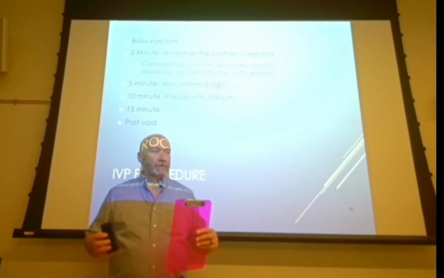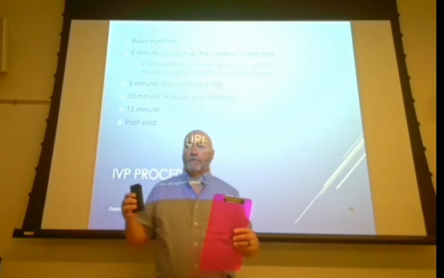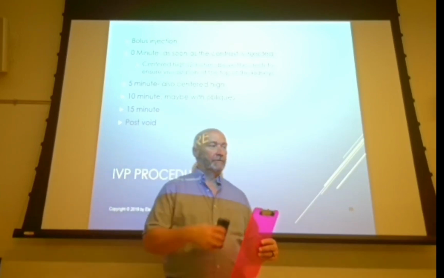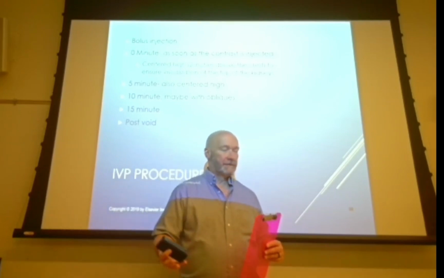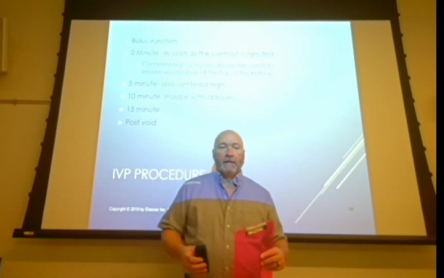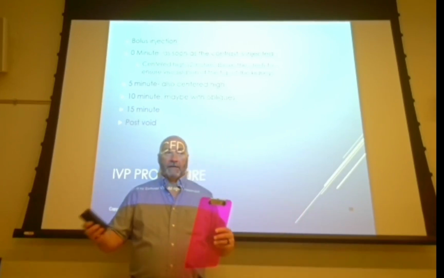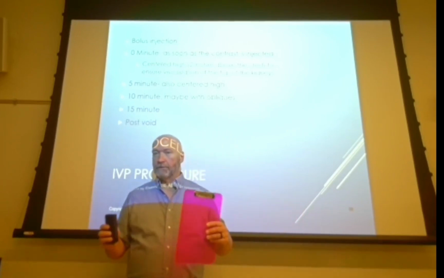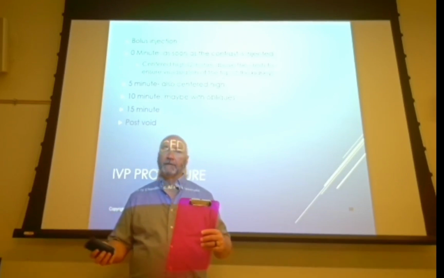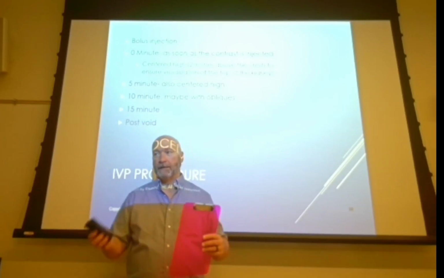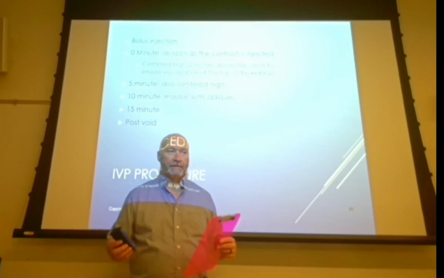All right, so what we're going to do is we're going to do the scout. We're going to draw up our contrast. We've got all of our patient information. We're going to present it to the radiologist. The radiologist is going to say, proceed. So you show the scout to the radiologist as well. So what we're going to do is we're going to inject 100 cc's for an adult. If we're doing kids, the radiologist is going to tell you how much to inject into the kid. So we're not really going to talk about that.